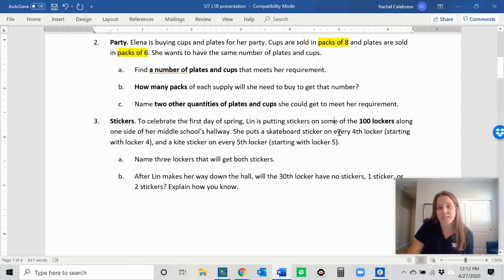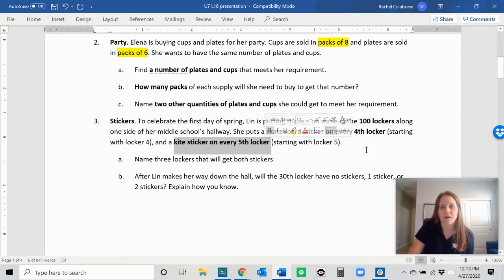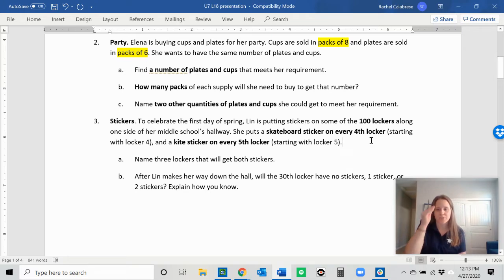She puts a skateboard sticker on every 4th locker, starting with locker 4, and a kite sticker on every 5th locker, starting with locker 5. Okay, I'm just picturing her skipping down the hallway, and when she passes locker 4, skateboard sticker, and then she keeps going. Okay. Our goal in this question is to name 3 lockers that will get both stickers.